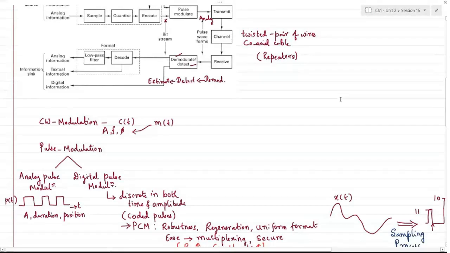The steps involved in converting an analog or information signal in the real world go through several steps. It goes through sampling. We need to sample the analog signal so as to discretize in the time domain. Then we need to quantize it. The second step is to discretize in the amplitude domain. So the discretization in both time and amplitude will result in digital pulses or a digital signal.